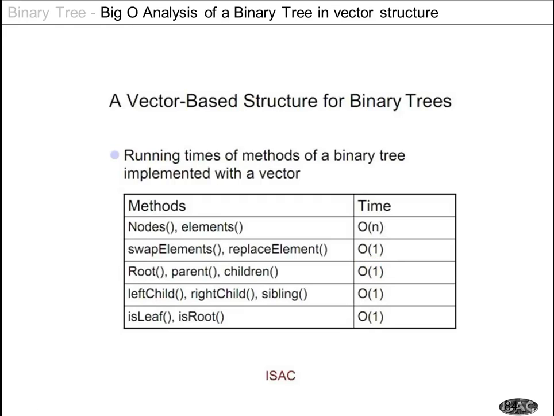Now, in a vector-based structure for binary trees, let us see how these things work. The nodes and elements methods run in order of n. Swap and replace work in order of 1. Root, parent, children work in order of 1. Left child, right child, sibling work in order of 1. Is leaf, is root work in order of 1. So, see these things. All are of order 1.